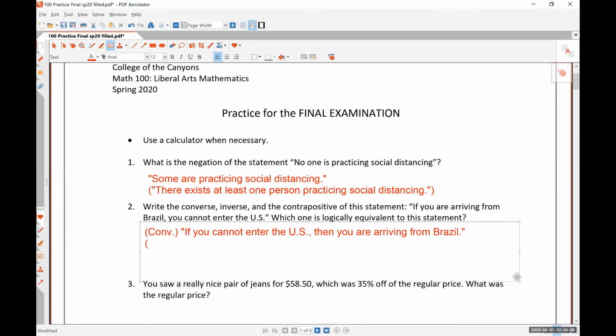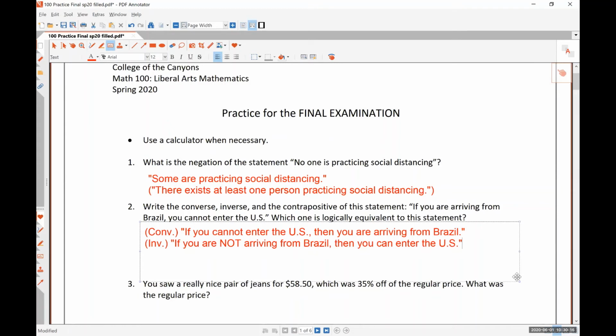All right, and then what's the next one that we are supposed to find? Inverse, okay? Inverse is obtained by not switching, but negating each of these statements. So if you are not arriving from Brazil, then you, so here you have to negate the word cannot, okay? If you negate the negation, of course you get the positive side, which is you can enter the US. So that would be the inverse of the statement. If you are not arriving from Brazil, then you can enter the US.